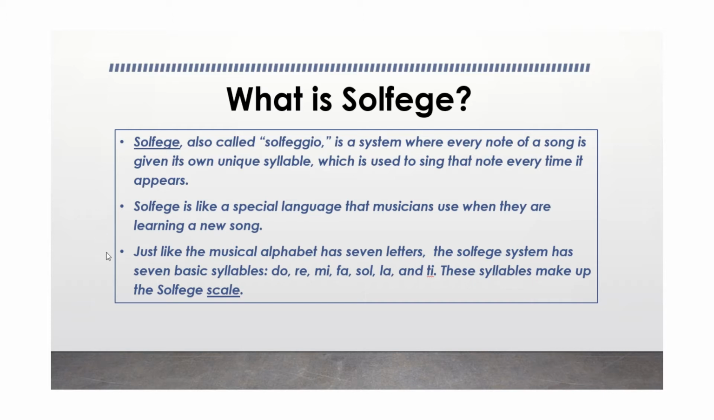And just like the musical alphabet has 7 letters, A, B, C, D, E, F, and G, the solfege system has 7 basic syllables: do, re, mi, fa, so, la, and ti. These syllables make up the solfege scale.